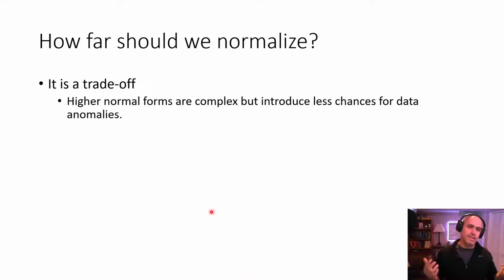Well, it's really a trade-off. The higher normal forms make a more complex model, as you saw, but they introduce less chances for data anomalies. I usually shoot for third normal form in everything I do because I always can use the external data model to join tables back together and give people a more simplistic view of the data, but I know that data is going to be stored in the most efficient means possible. And that's honestly the goal of a relational database management system.